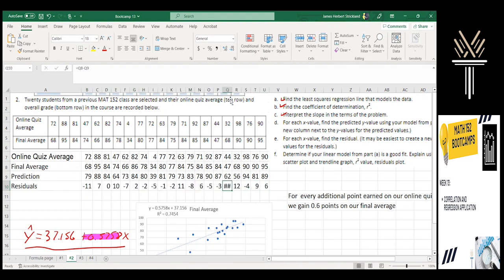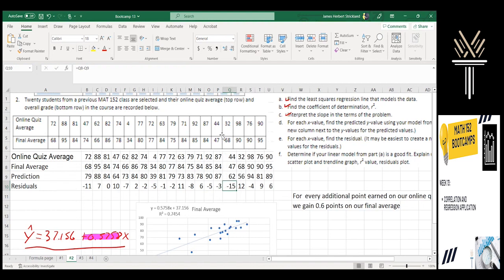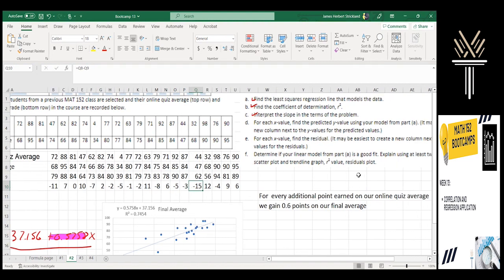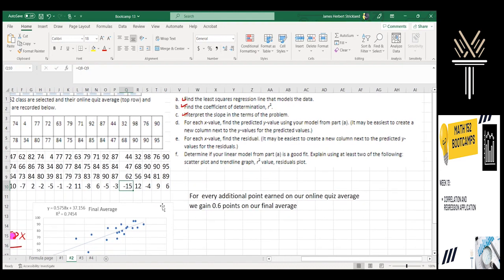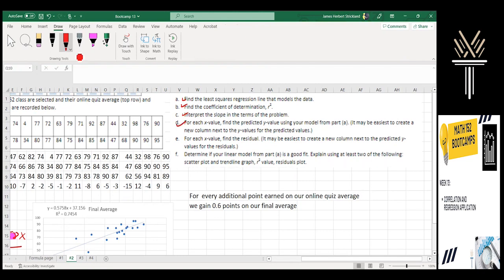And of course, when you see the hashtags, it means the cell is too small. So you just make it a little bigger. And we just did D and E. We just did the equation, or the prediction and the residual. So now we're ready to find out if this thing's any good.